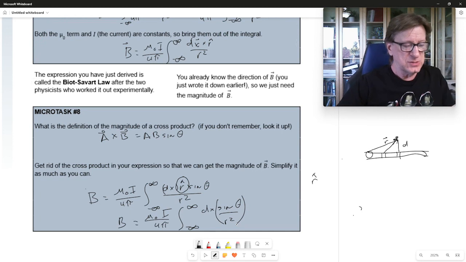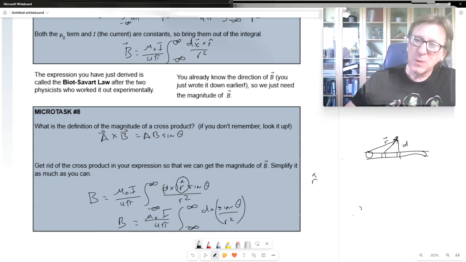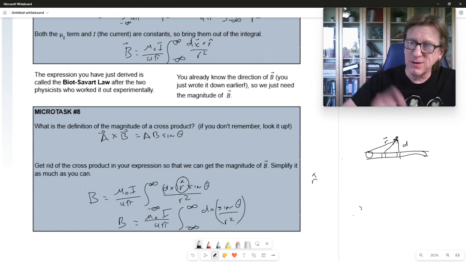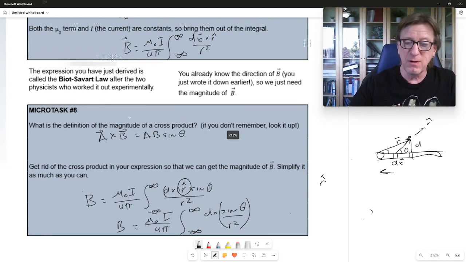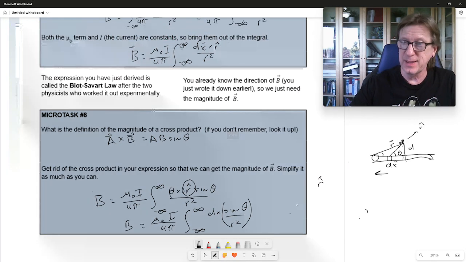Okay, now comes the fun part. We need to integrate this, but r depends upon both theta and x. Look at our diagram. If this is theta, it's the angle between r hat and this dx here. Remember, r hat is in the direction of r. As I move outward, r gets longer. As x changes, r gets longer and the angle gets smaller. So r is certainly not a constant; I have to figure out how it depends upon x.